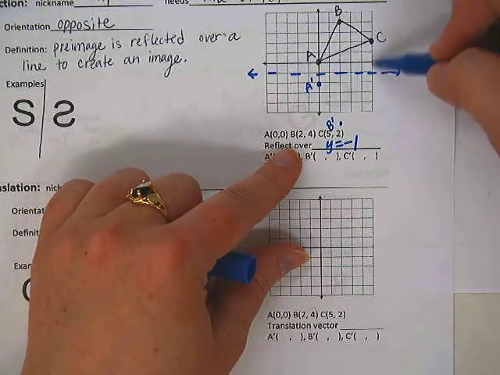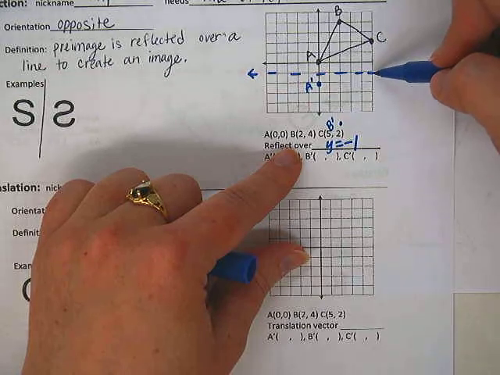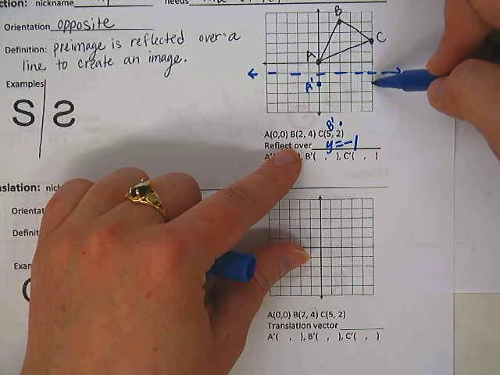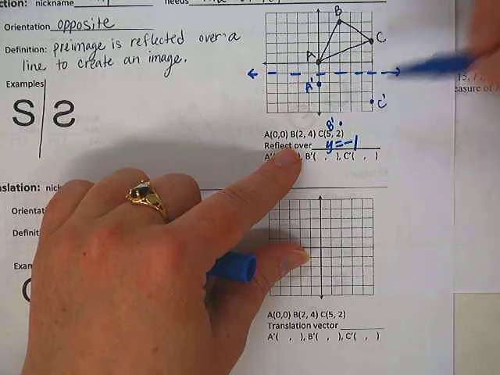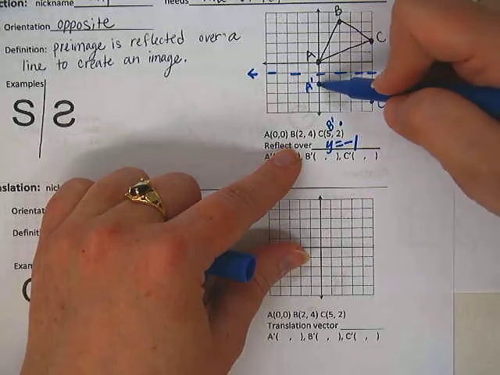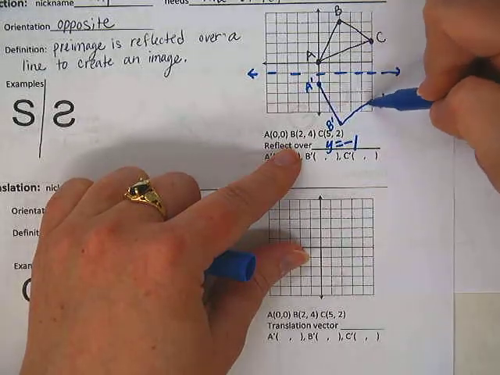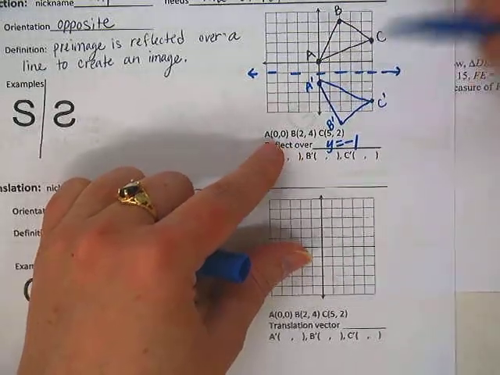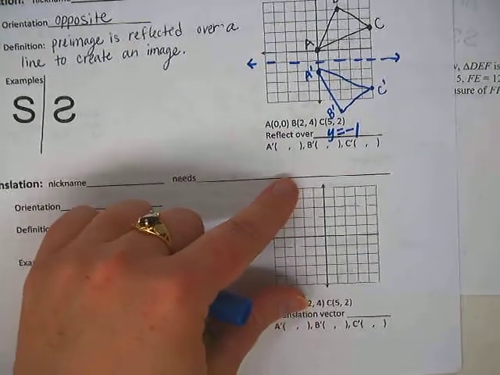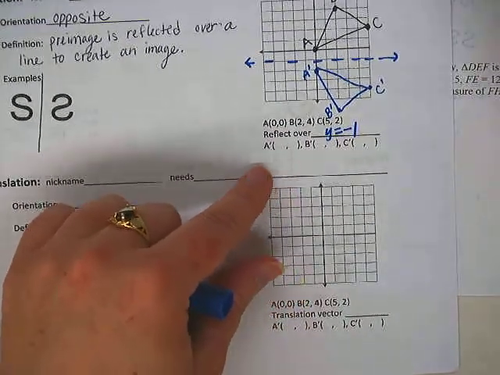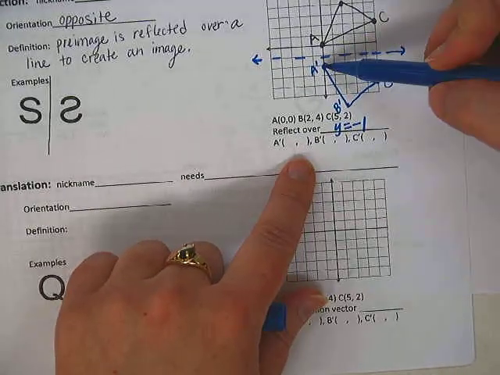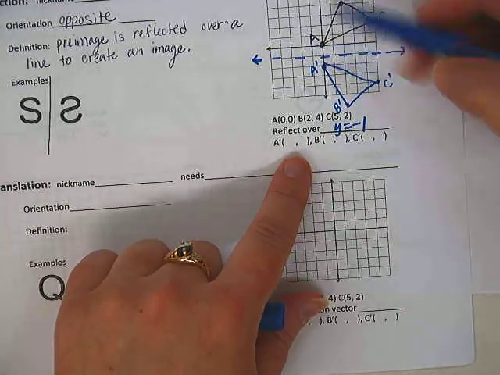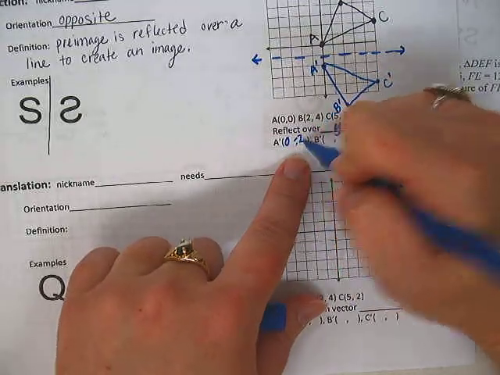How far is point C from our line? 3 down to the line, right? 1, 2, 3. So how far do we go the other side of the line to do point C prime? 1, 2, 3 the other direction from that line, so there's point C prime. So then we can draw in our image, and we have just created image A prime, B prime, C prime. Let's list where the points are for those.